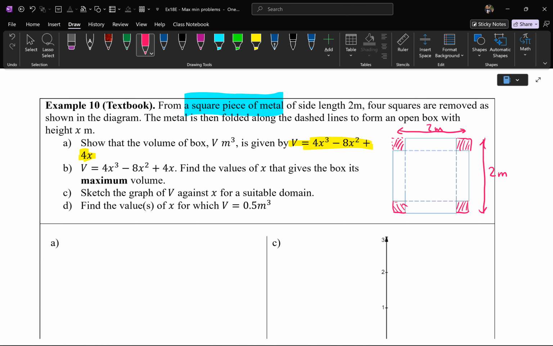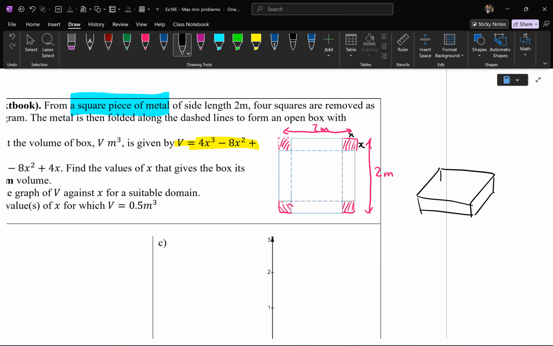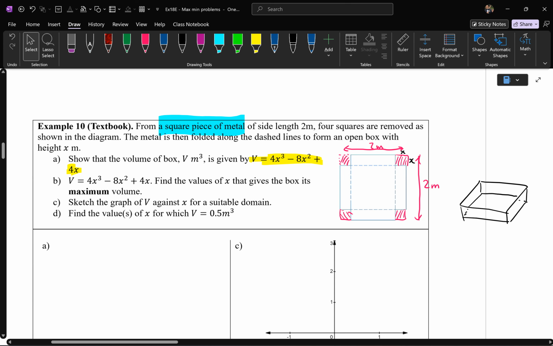So I must have removed a certain amount. So I'm going to write x here. I'm going to remove x amount, remove x amount, and I'm going to fold it up and I'm going to get this particular open box. It'll look something like this. Something like that. Okay, so if you fold it up, you get a 3D box, open on the top. Okay? Now, once we've got the visual aspect, where I fold it, this must be x.